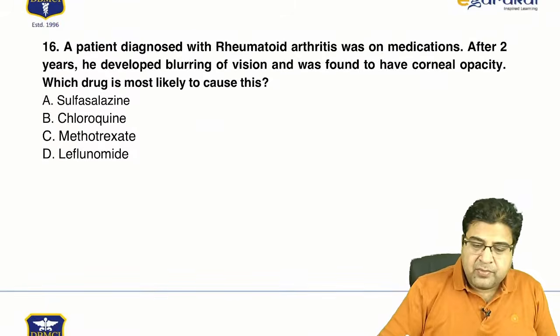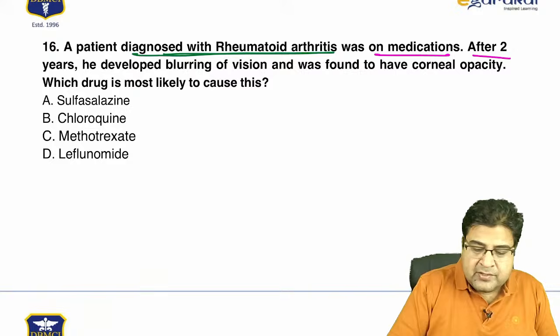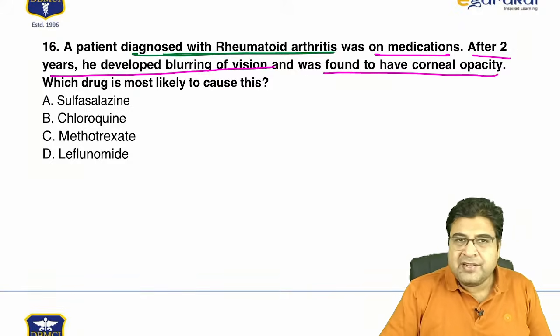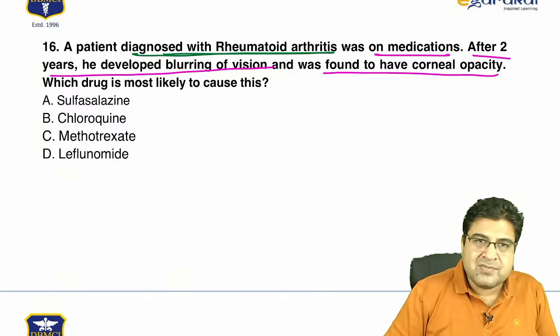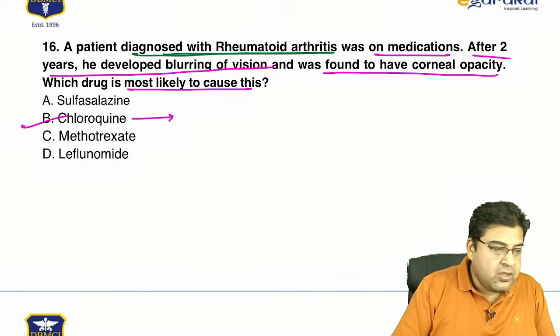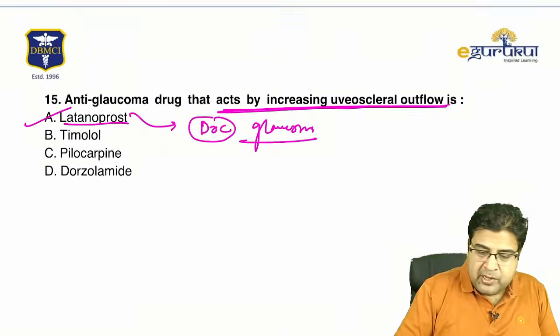Question number 16. The patient was diagnosed with rheumatoid arthritis and was on medication, and after 2 hours he developed blurring of vision and was found to have corneal opacity. Which drug can cause this problem? Answer is chloroquine.